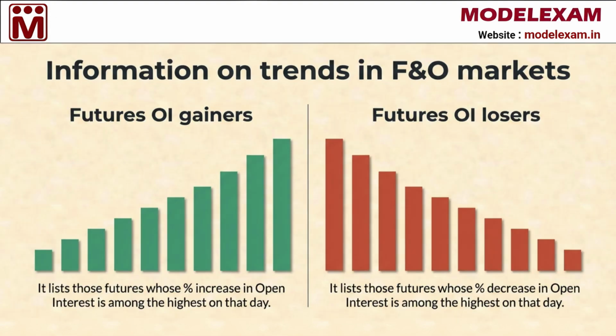We also pay close attention to changes in interest through OI gainers and losers. Futures OI gainers are those contracts that have seen the highest percentage increase in their open interest for the day. On the other side, Futures OI losers are those that have seen the highest percentage decrease. These movements help us understand if new positions are being created or if existing ones are being closed.